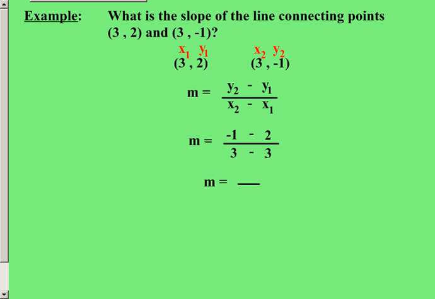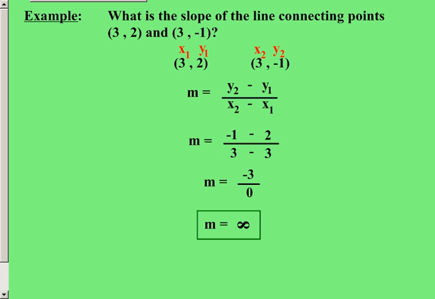Now we're going to simplify in the numerator and simplify in the denominator. In the numerator, negative 1 minus 2 is negative 3. In the denominator, 3 minus 3 is 0. Okay, we have just run into a problem. Our slope fraction has a denominator that is 0. That means our slope is undefined.